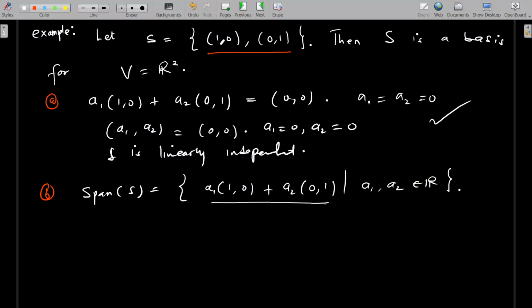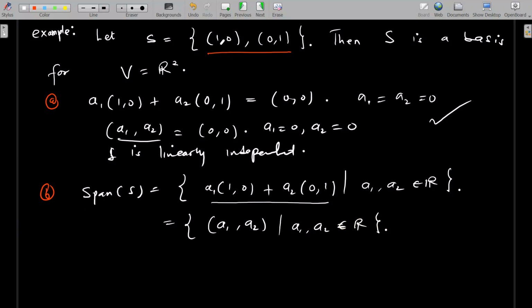Now if I sum these two, what I'm going to get is (A1, A2), like we had here. Remember, here we were trying to equate it to 0, and so if you equate it to 0, we are going to have A1 be 0, A2 be 0. But here we are not equating this part to anything. We are just summing them, okay? So know the difference. Say that A1, A2 belong to the real numbers.